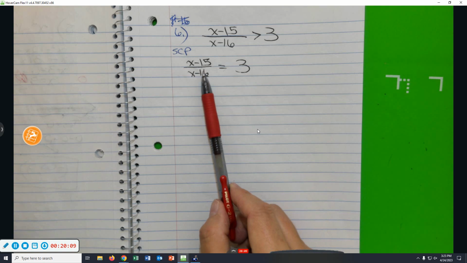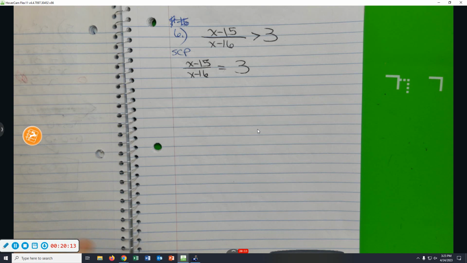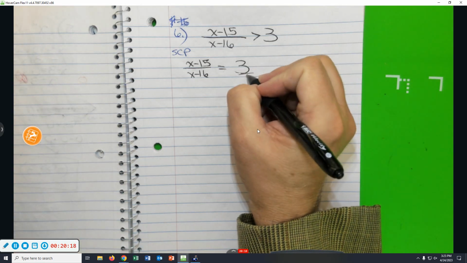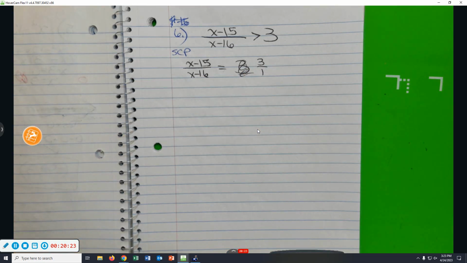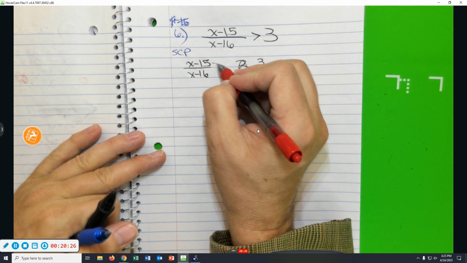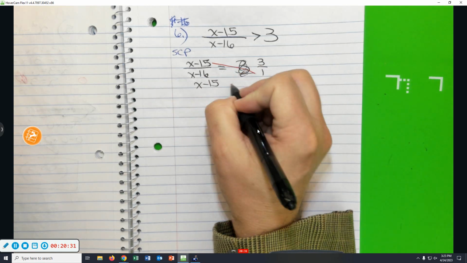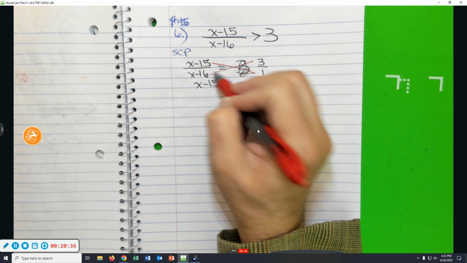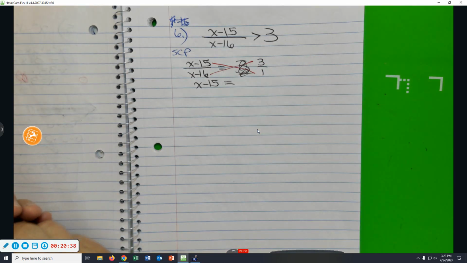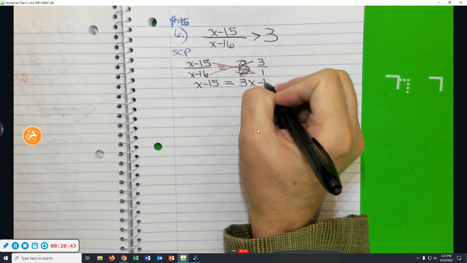What are we going to do to solve this equation for x? You're going to think of that as 3 over 1? Okay, that sounds sensible. So we go x minus 15 times 1 is x minus 15 equals 3 times x minus 16 gives me 3x minus 48. I agree.